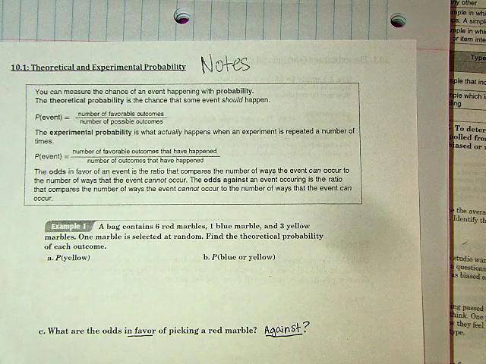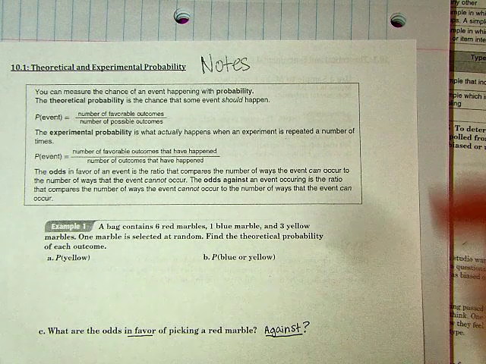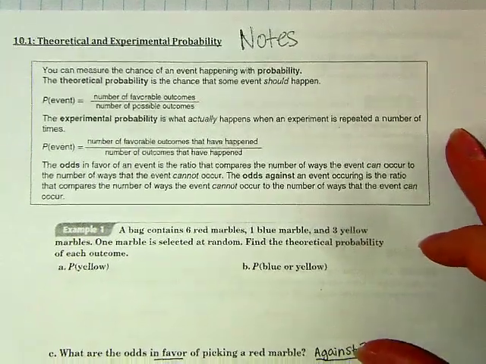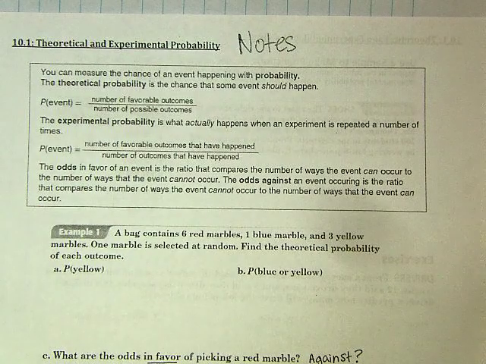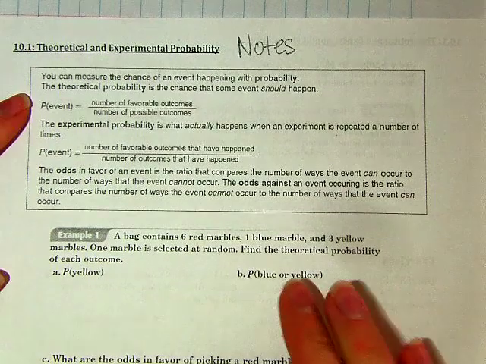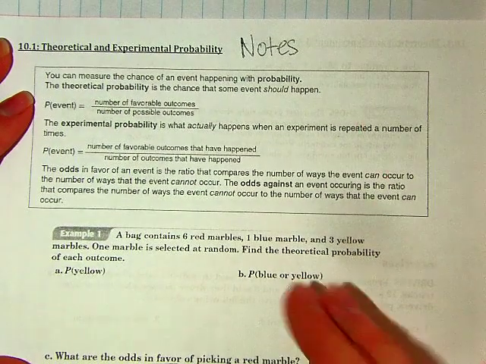All right, we're starting a new chapter called probability, basically. A lot of the stuff you have learned last year, but we are adding to it. So this lesson is called theoretical and experimental probability. You can measure the chance of an event happening with probability.